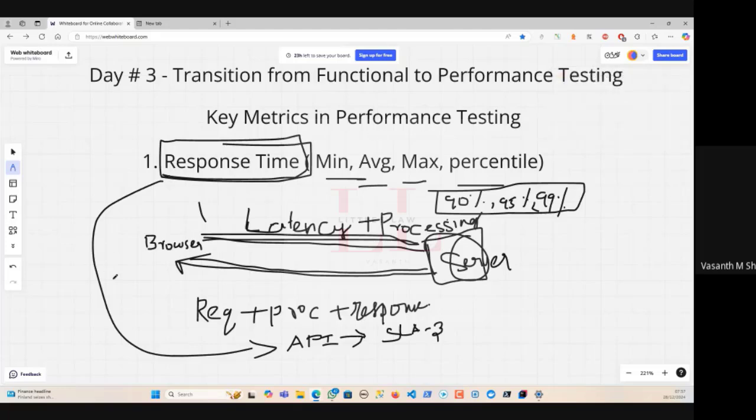Any doubts on this in terms of response times? Any queries? Are you okay with understanding the response time?